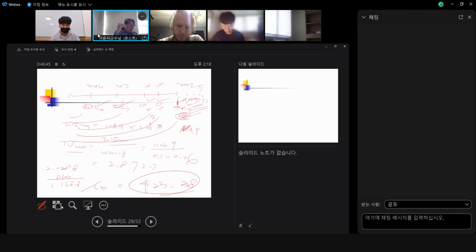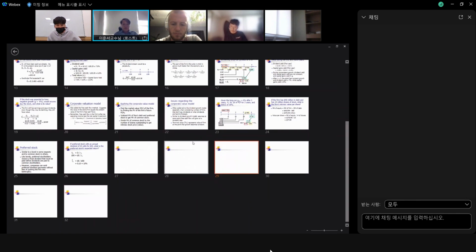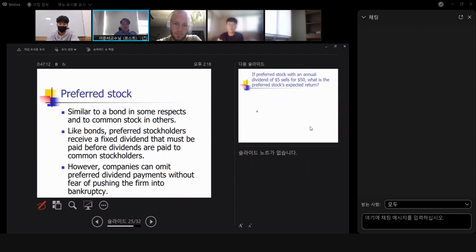and then we need to deduct the market value of the bond or preferred stock to get the market value of the common stockholders, and then we need to divide by the number of shares to get the per share value, right? The intrinsic value. That's the corporate valuation model, right? So, any question about this procedure?